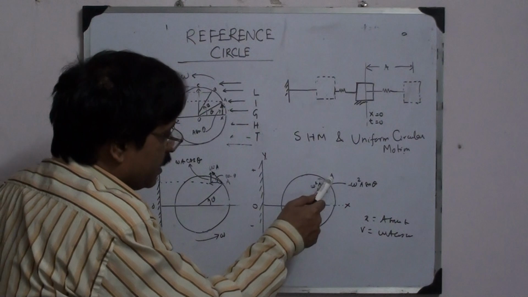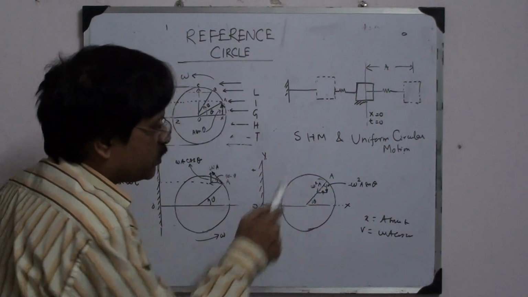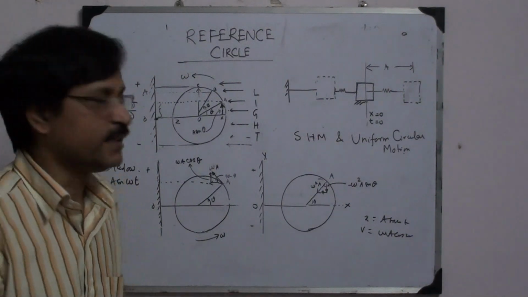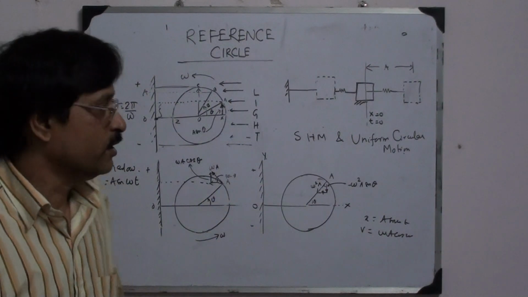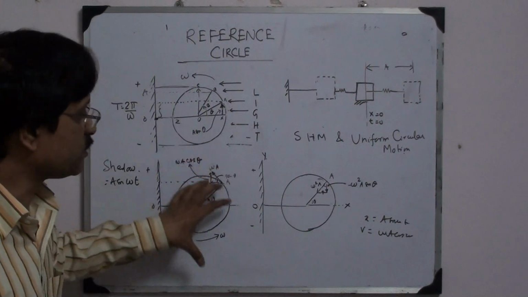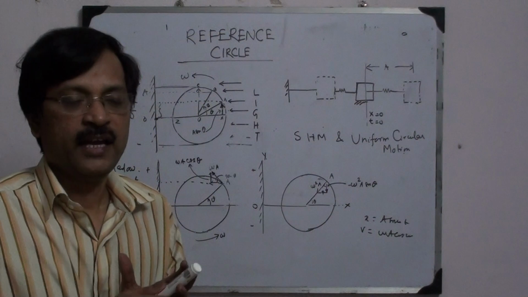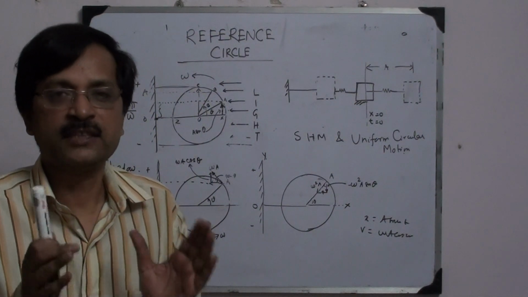Similarly, the acceleration in this uniform circular motion is directed toward the center with magnitude omega squared A. Again, its vertical component is minus omega squared A sin theta, where theta is equal to omega t, so minus omega squared A sin omega t. So, as far as displacement, velocity and acceleration are concerned, what we are seeing is a complete equivalence with a simple harmonic motion.